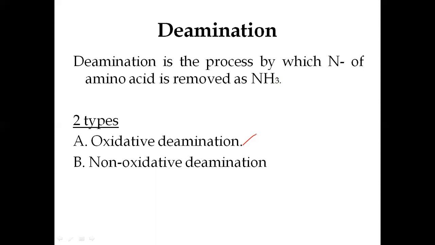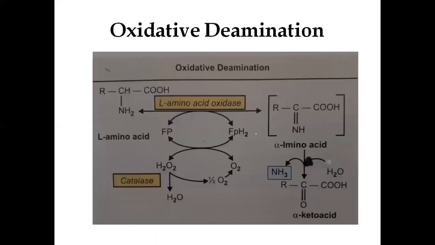It results in the formation of hydrogen peroxide. And this hydrogen peroxide, as we all know, is very toxic. It has to be removed immediately from the tissue. So this function will be done by the enzyme catalase. This catalase enzyme converts this H2O2 into water.